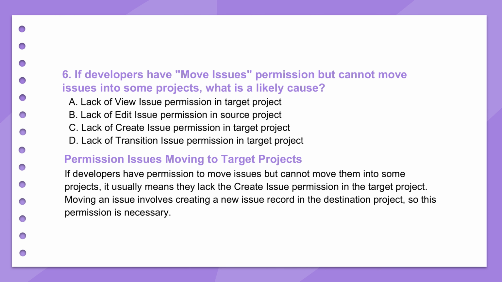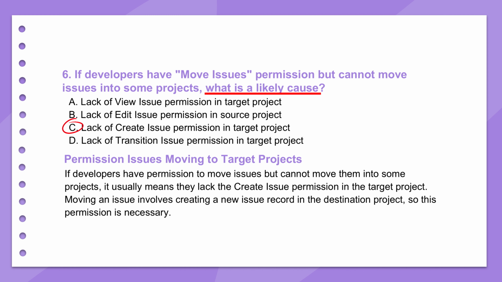Okay, let's tackle a real head scratcher lots of people hit. Someone has the move issues permission, but they try to move an issue to a different project, and it fails. Maybe they can move to project A, but not project B. What's likely going on? The classic move failure mystery. This happens all the time. They have move issues in the source project, but they still can't land it in the target project. The most likely reason, they're missing the create issue permission in the target project, the destination.